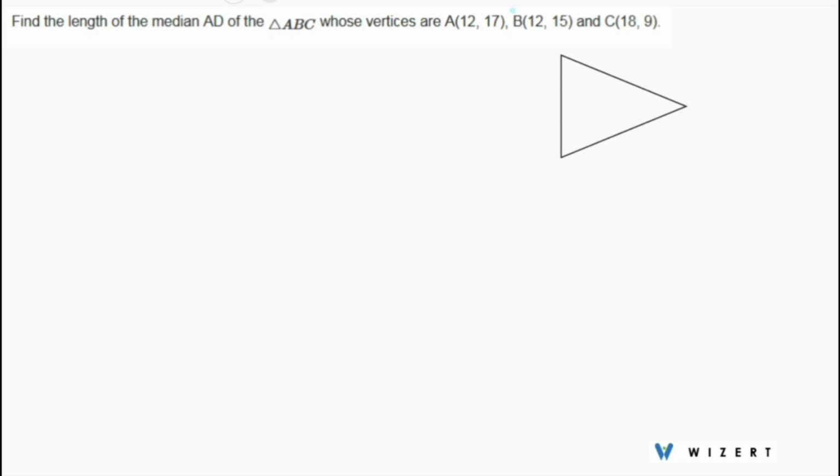And we are given A(12, 17), B(12, 15) and C(18, 9). These are the coordinates of the three vertices. We are also given that AD is the median of triangle ABC. So point D here has to be the midpoint of BC.